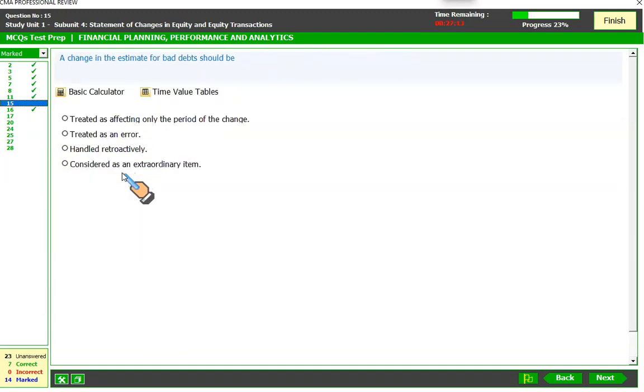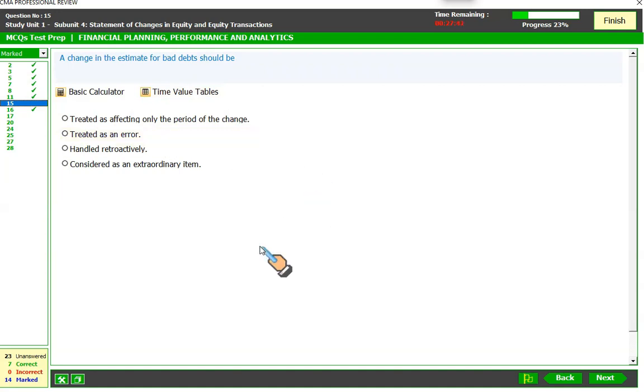Absolutely right. Okay, then a change in the estimate for bad debts. Remember, some changes are incorporated prospectively, like bad debt. If you change the percentage of bad debts, the allowance for uncollectible accounts, which we will discuss in our coming classes, it is going to affect only the current period and future periods. It is not going to affect your prior period financial statements.